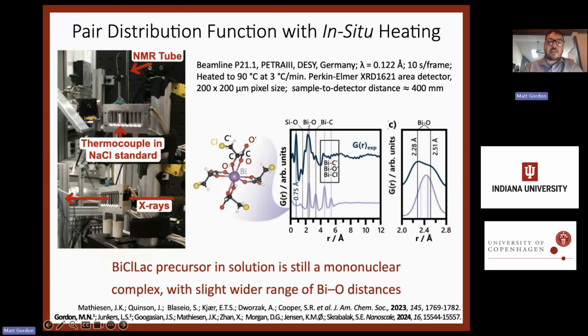We also noticed that in the solid crystal structure, for our bismuth-oxygen distance, both oxygens of the ligand were about the same, at about 2.4 angstroms. But in the liquid phase, we saw that those started to separate into two distinct bismuth-oxygen distances. But overall, we still had a mononuclear complex with a slightly wider range of those bismuth-oxygen distances.